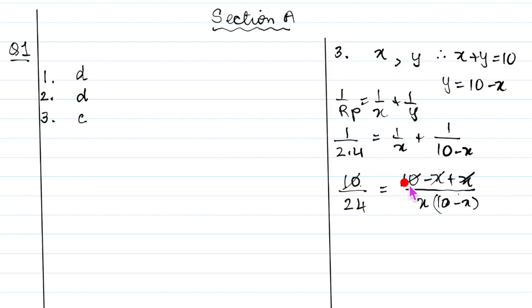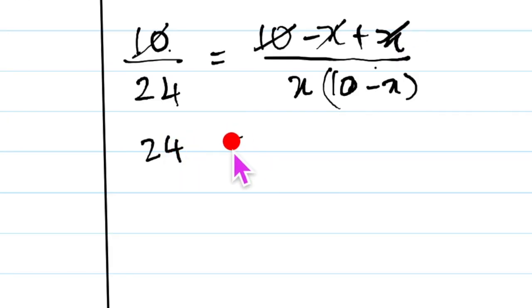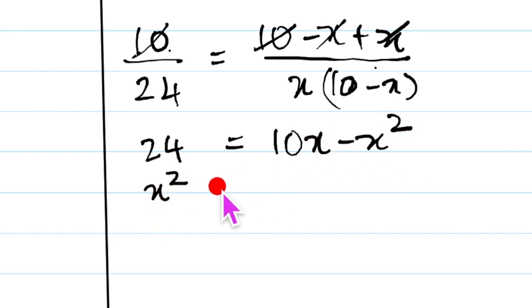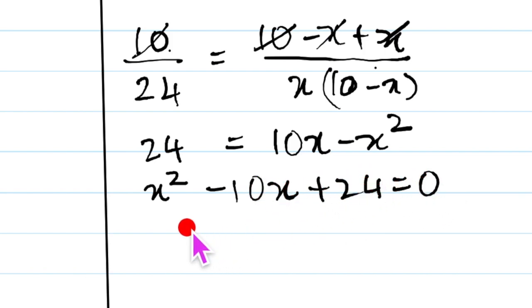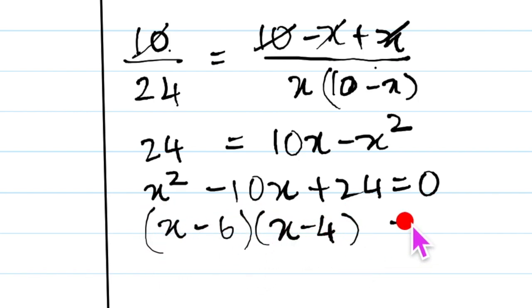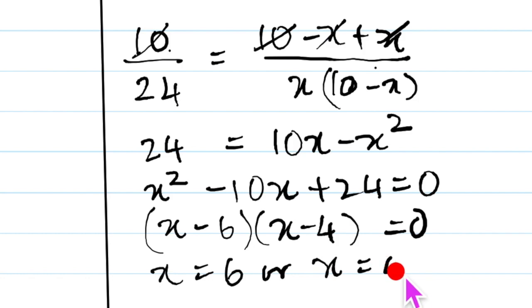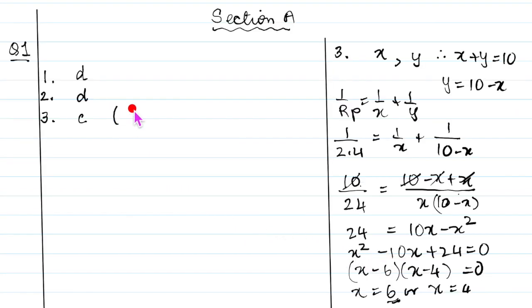So this 10 and this 10 gets cancelled. So 24 is equal to 10x minus x squared. So you'll have x squared minus 10x plus 24 equal to 0. That will give us x minus 6 and x minus 4 equal to 0. So you will have x equal to 6 or x equal to 4. So if x is equal to 6, your y will be equal to 10 minus 6, that is 4. So it will be here 6 ohm and 4 ohm. Okay, then we come to the fourth one.